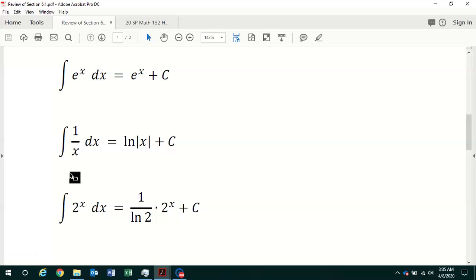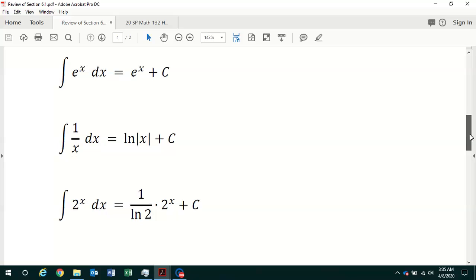And then in the 6th rule, we have the antiderivative of 1 over x with respect to x. And the antiderivative of 1 over x with respect to x is equal to the natural log of the absolute value of x plus c. And then the last and 7th rule we learned in section 6.1, the antiderivative of an exponential function with a base different from e. In this case, we're taking the antiderivative of 2 to the x with respect to x. That antiderivative is equal to 1 over the natural log of 2 times 2 to the x plus c. So that's a quick overview of the 7 rules of antidifferentiation that we learned in section 6.1.